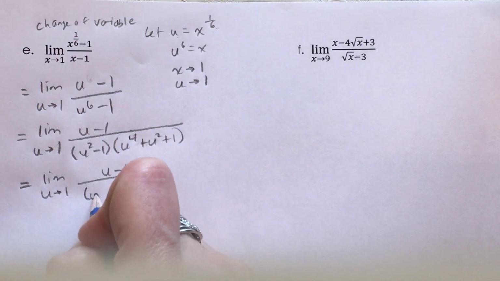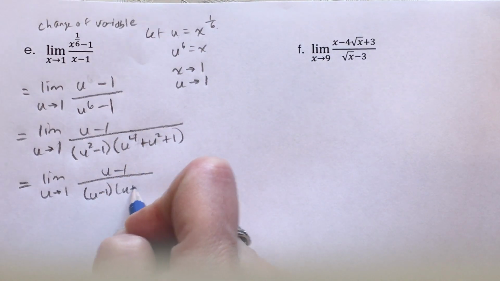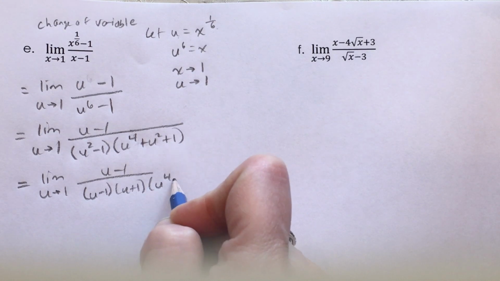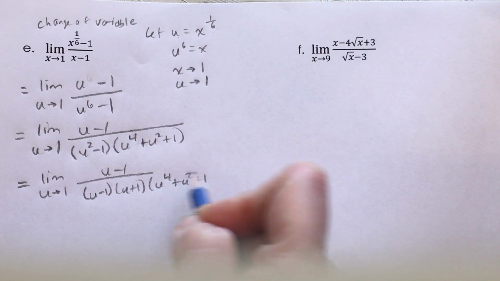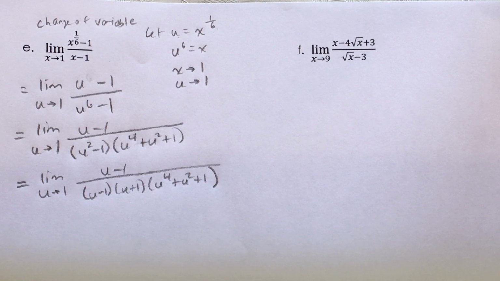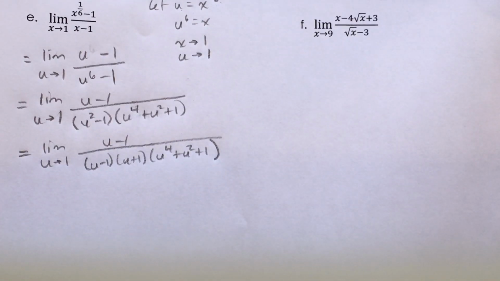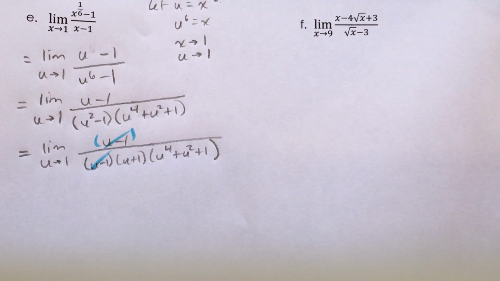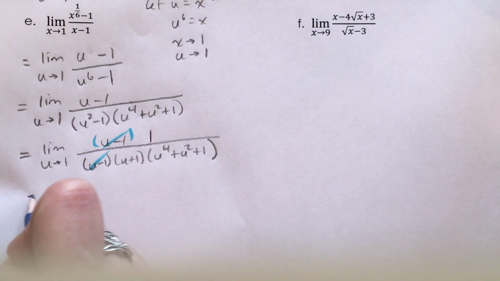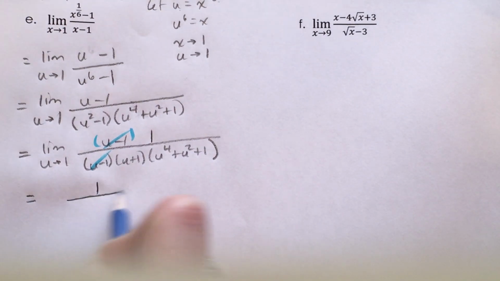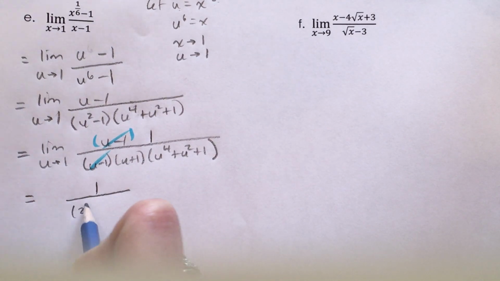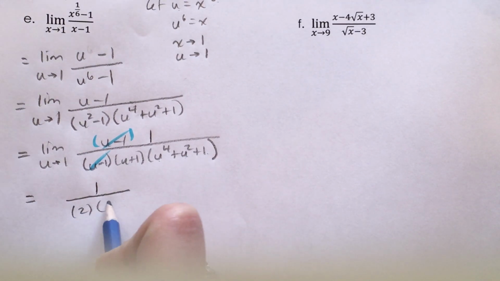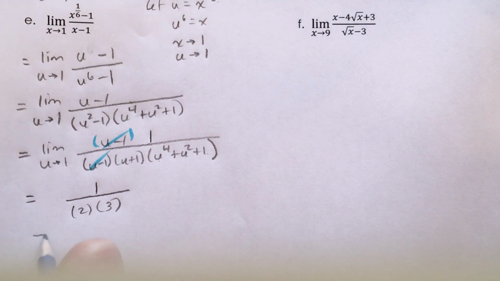So u squared minus 1 is going to give us u minus 1 times u plus 1 times u to the fourth plus u squared plus 1. So now we can divide out our u minus 1's, leaving us with 1. Don't forget about the numerator here. Now we can let u approach 1 in the denominator and get 1 over 1 plus 1, which is 2, times 1 plus 1 plus 1, which is 3, and we get 1/6 again.